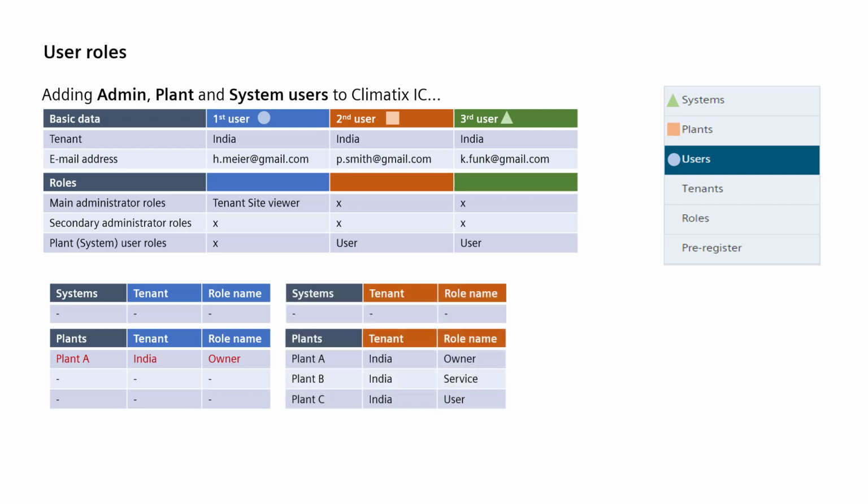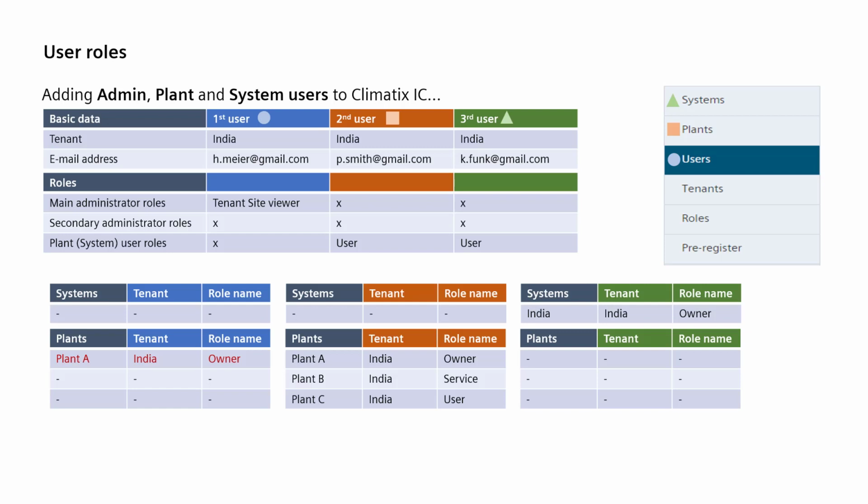In this example, the user was added 3 times, once for each plant. The third user was added to a system user only. If this user had been added to a plant, the user would also appear in the plant section.